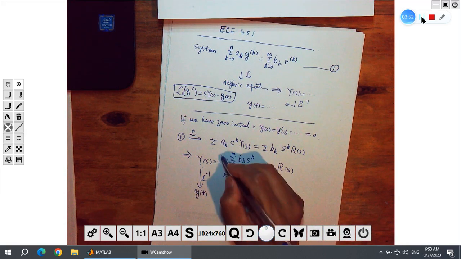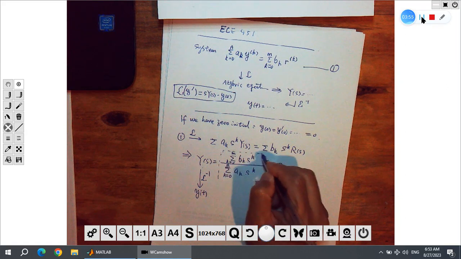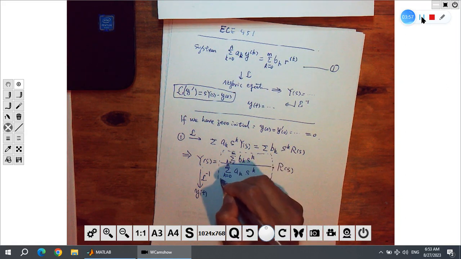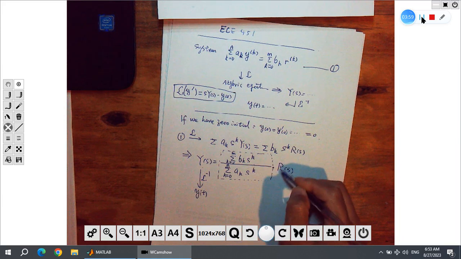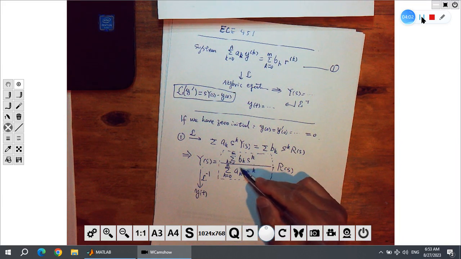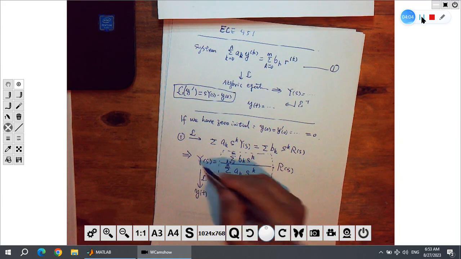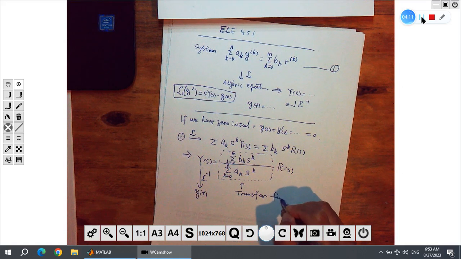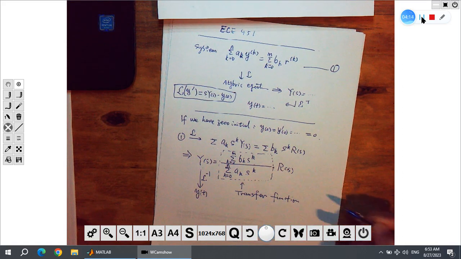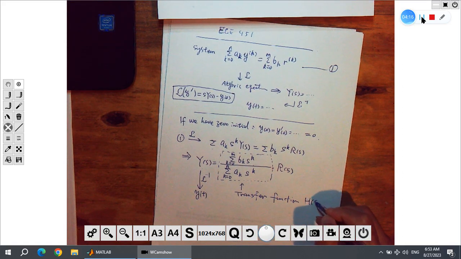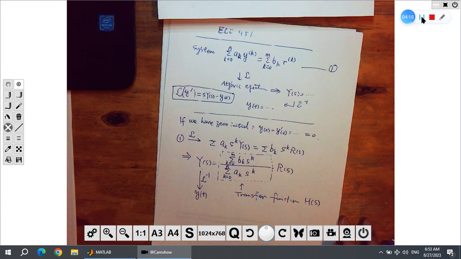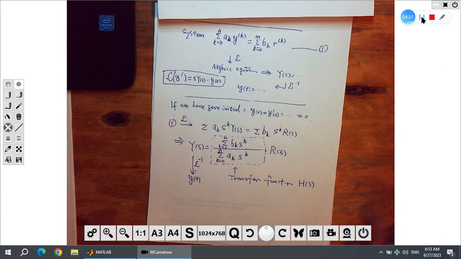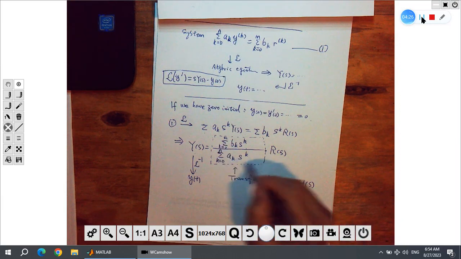Alright, this part we give a name, because this part can be used anywhere. No matter what the input is, you can always use this one. This one times the input gives the output in the s domain. So we call this the transfer function. We can denote it as H of s, or maybe G of s, F of s. That's your choice.